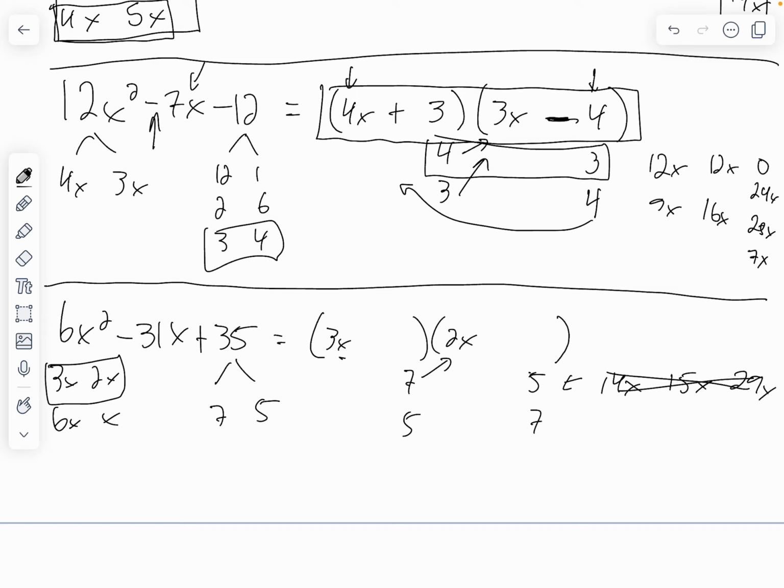Not going to work. The second one, let's see, 7 times 3 gives me a 21x. 5 times 2 gives me a 10x. If I add those together, that'll give me 31x. That's a winner. That's what we want. So I'm going to put my 5 here, my 7 here. Now I have to figure out our signs. Let's see. Well, I need both of them to be negative, because I need negative 21 and negative 10 is going to give me that negative 31.